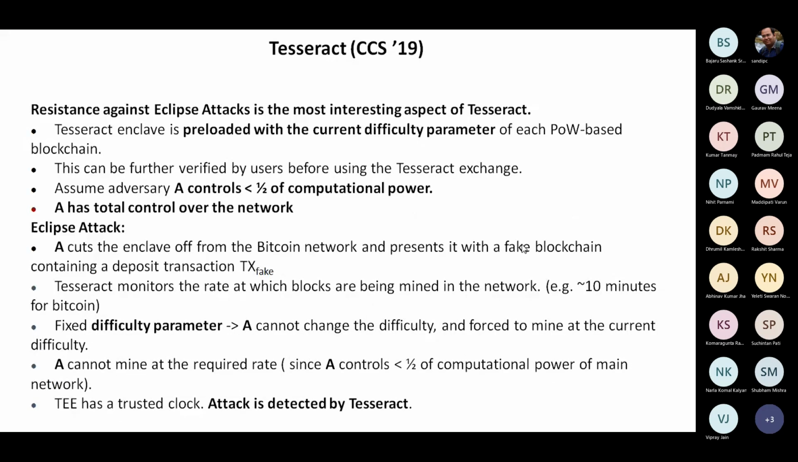Now, finally, how is it going to protect against different types of attacks? Before I come to the Eclipse attack, you might wonder why a front running attack cannot be done. The reason is that the communication between the client and the actual TE is happening through encrypted messages, which is normally not the case.